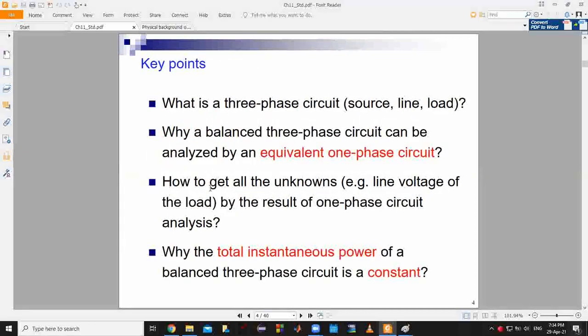So the key points to note are: number one, we're going to look at what three-phase circuits are, why a balanced three-phase circuit can be analyzed by an equivalent one-phase circuit, and how to calculate the unknowns. That is, we're going to look at what line voltages are, phase voltage, phase current, and all of that. Also, we are going to look at why the total instantaneous power of a balanced three-phase circuit is a constant.